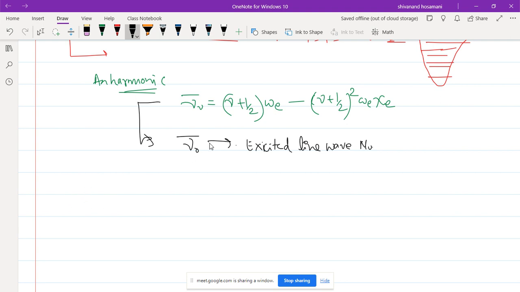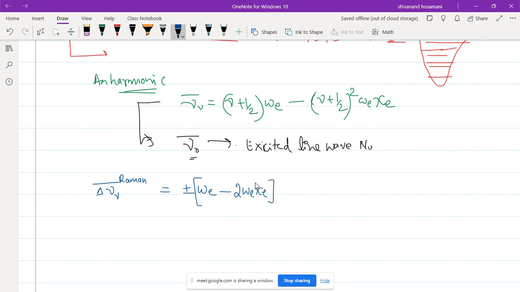A shift is created here. The shift created here is delta nu bar of nu, delta nu of Raman, is equal to plus or minus omega e minus 2 times omega e xi.